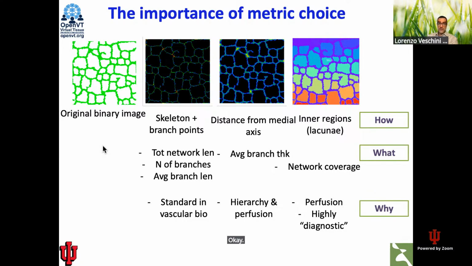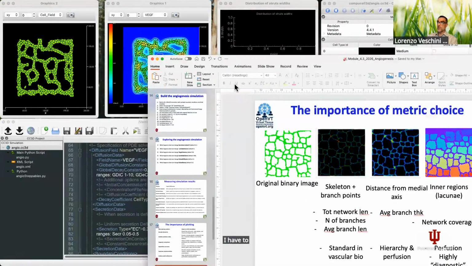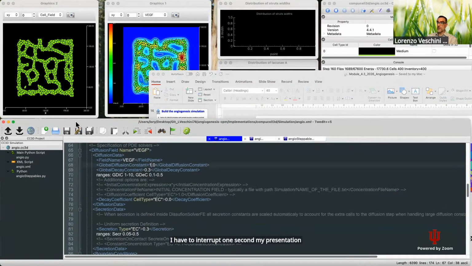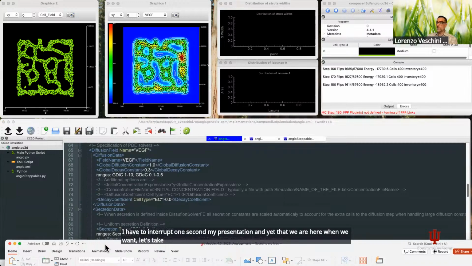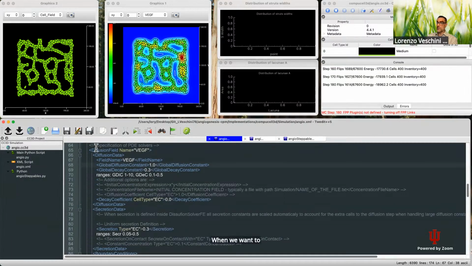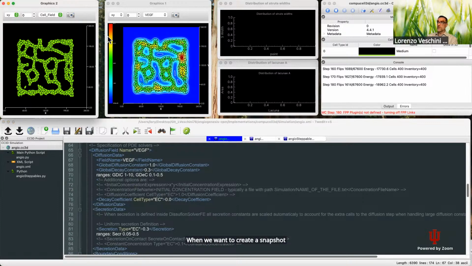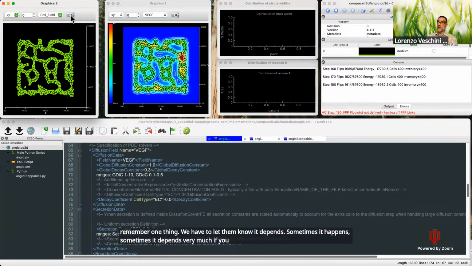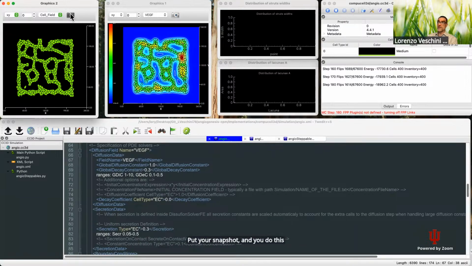So yeah, here we might take a look at that. Let me see. I have to interrupt my presentation for one second. When we want to create a snapshot of our movies, first of all, we have to remember one thing. It depends. Sometimes it happens, sometimes it doesn't. It depends very much on whether you have done it already. You have to set the scene for your snapshot, and you do this by hitting this camera button.